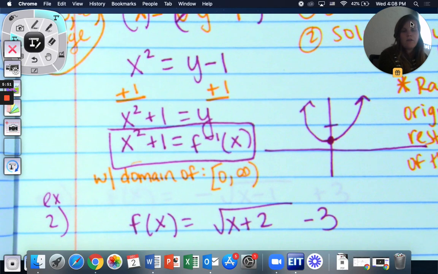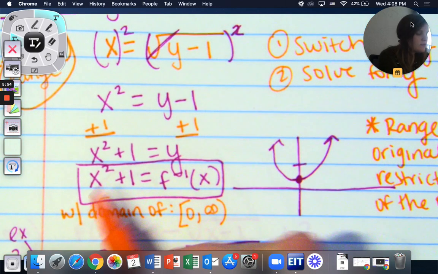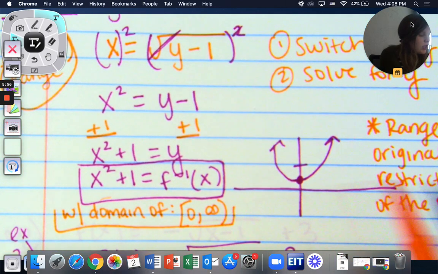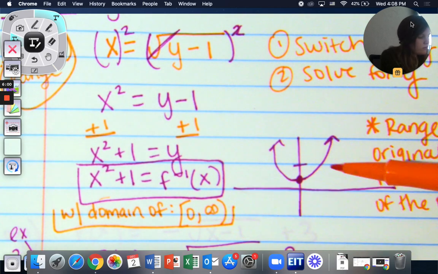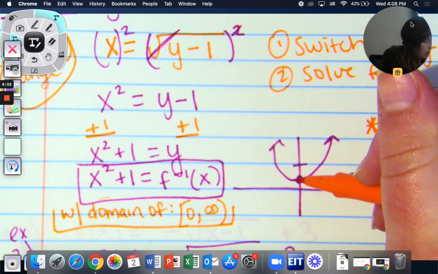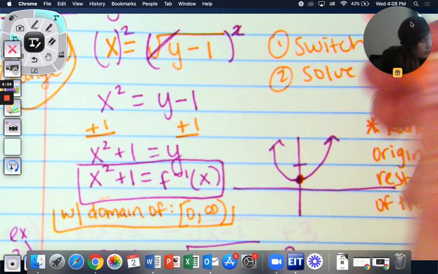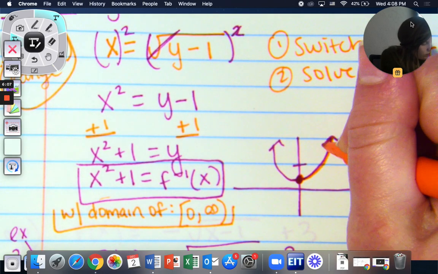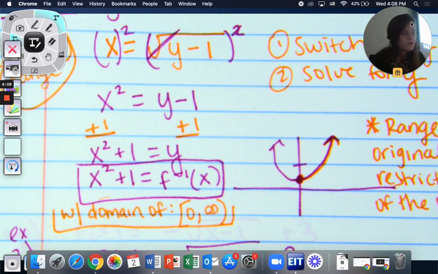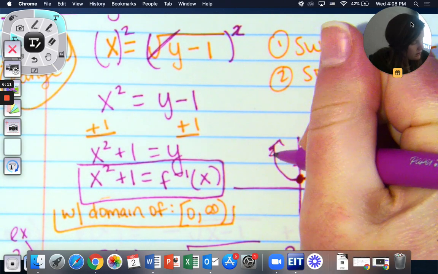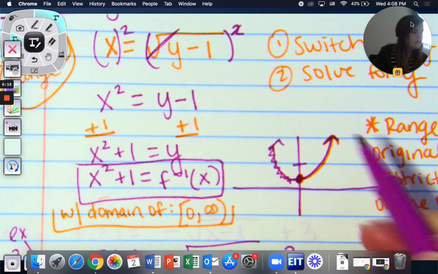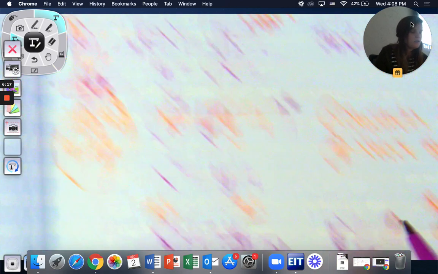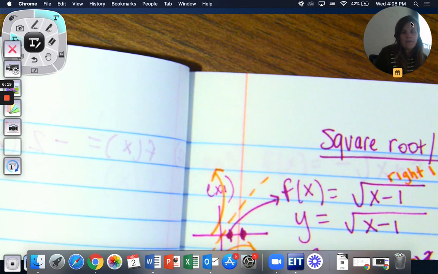So graphically, what that will look like, if this is my domain, so left to right, how far left does it go? 0. So what that's saying is, I want it to graph from here forever, to the right forever. So it cuts off this side of the parabola whenever we restrict the domain. And notice that's kind of what my rough sketch looks like over here. Okay?